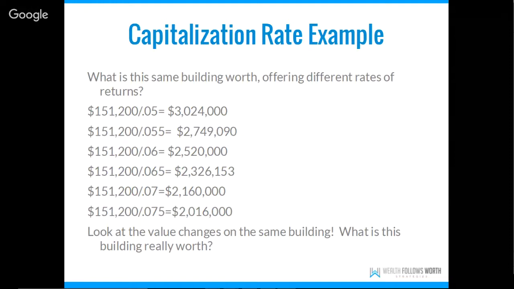The next one, number 3, at 6%, we're still coming in at a value of $2,520,000, same net operating income, same building, same everything. If we were to sell this building at 6.5%, that building's worth $2,326,153. At 7%, gosh, it's still worth $160,000 more than we paid for that building.